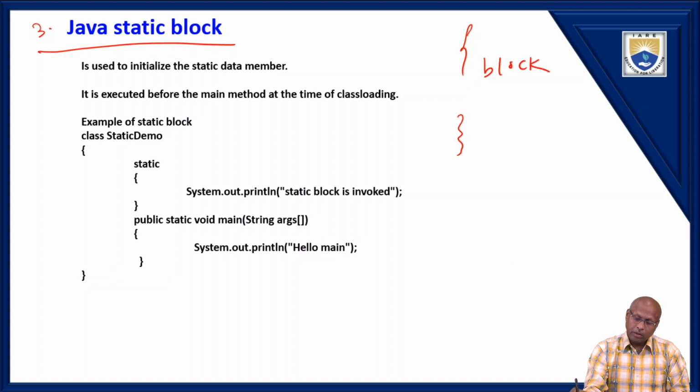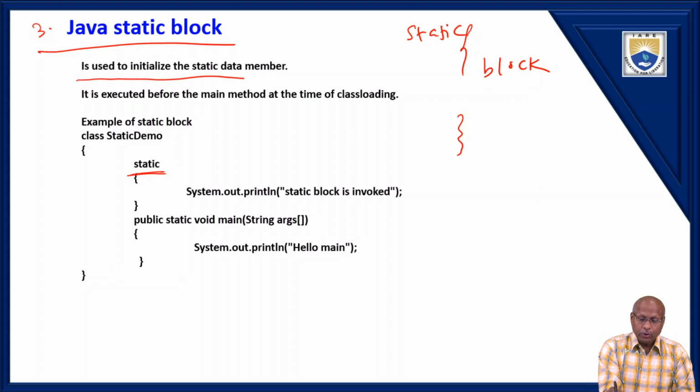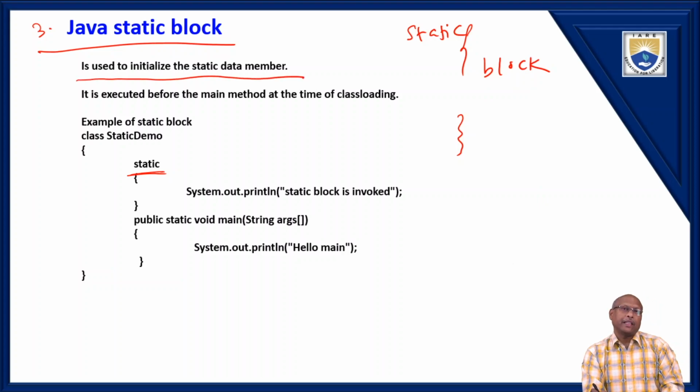This block generally is non-static. But when you want to declare it as static, then you have to use the keyword static. Static block. It is used to initialize the static data members. Generally, static blocks are useful to define static data members.